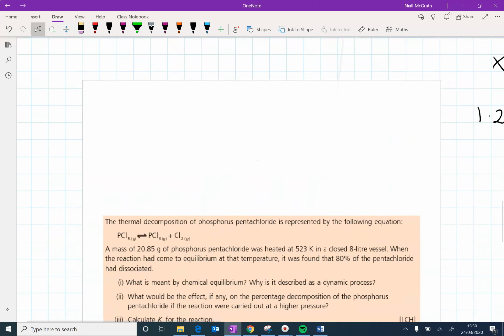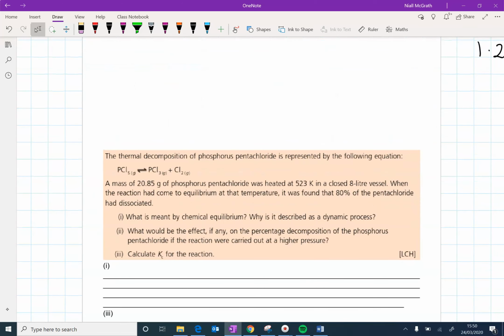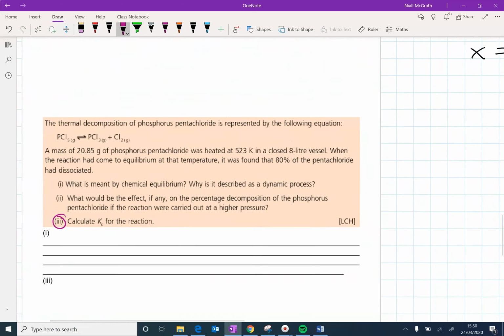And we'll move on to our final example now. The thermal decomposition of phosphorus pentachloride is represented by the following equation. A mass of 20.85 grams of phosphorus pentachloride was heated at 523 Kelvin in a closed 8 litre vessel. When the reaction had come to equilibrium at that temperature, it was found that 80% of the pentachloride had dissociated. So we're going to focus on the calculation part, so that's going to be part 3 here. Okay, so we need to calculate Kc for this reaction.